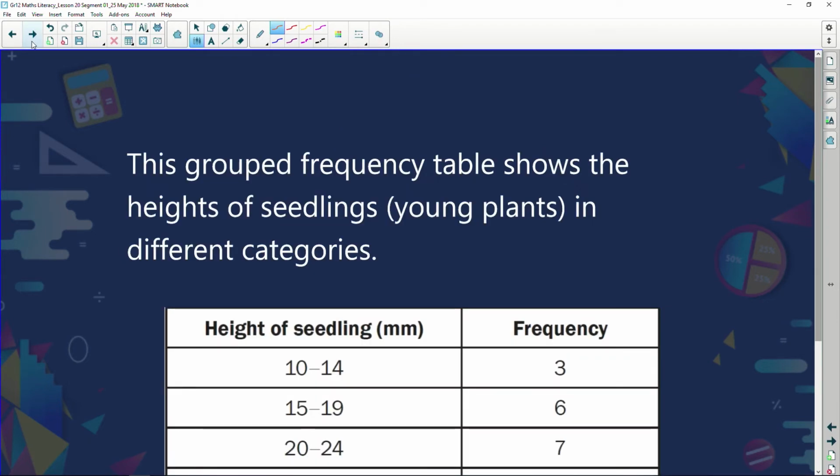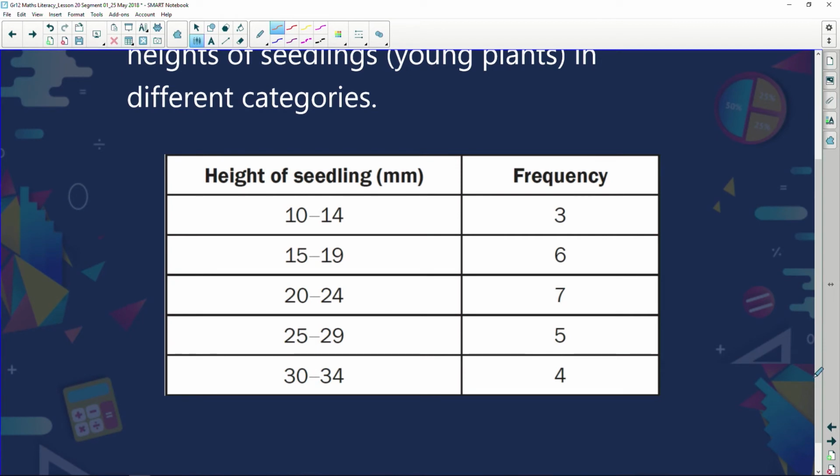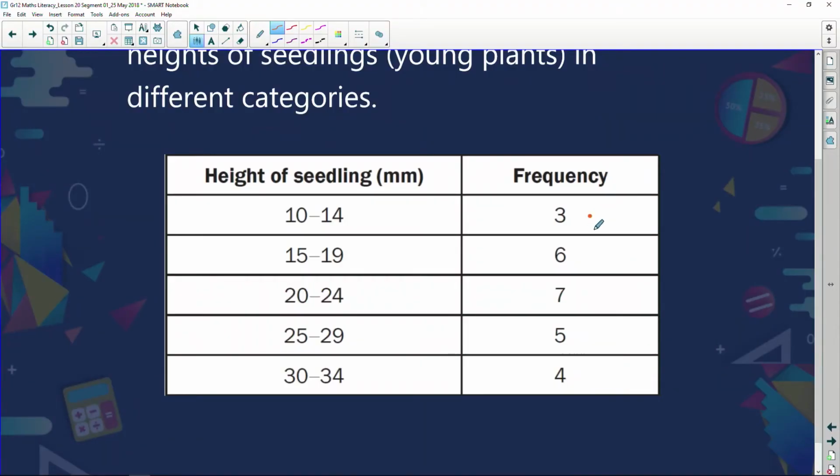Let's have a look here. This grouped frequency table shows the heights of seedlings or young plants in different categories. So we've got little seedlings, and we measure the height of them. Now, we've got 3 little plants between 10 and 14 millimeters high. We've got 6 plants between 15 and 19 millimeters high. 7 plants between 20 and 24 millimeters. 5 plants between 25 and 29, and 4 plants between 30 and 34.